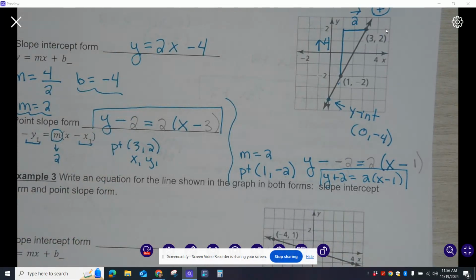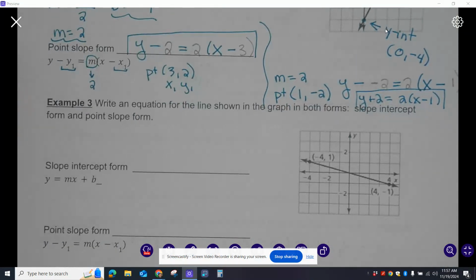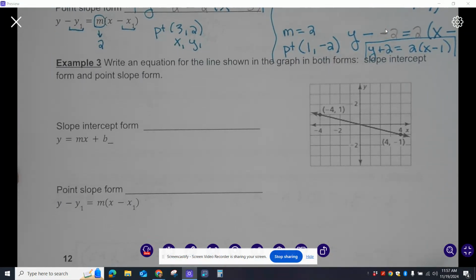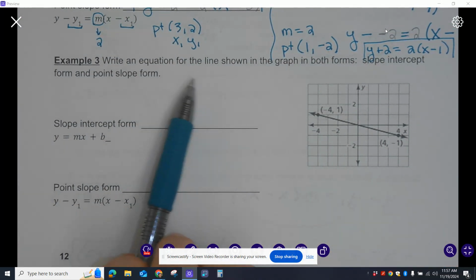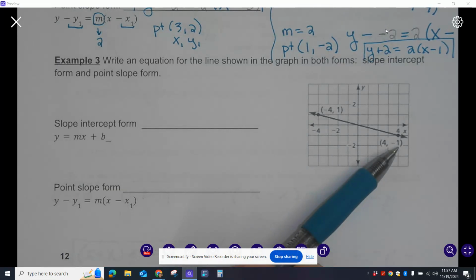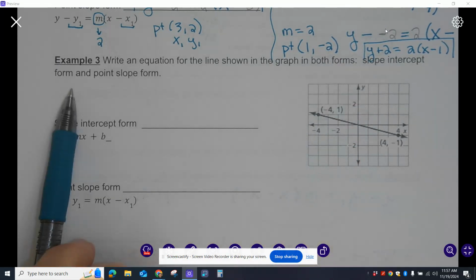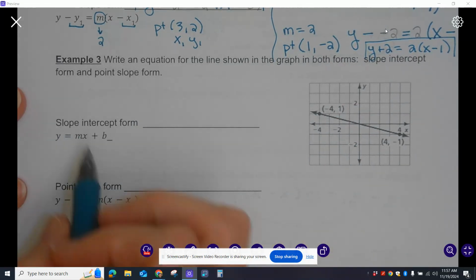And we might do that in another one. Maybe not. Maybe that's coming later. Let's do example 3, and then I think I will call it quits for this video. Example 3 is the same thing. Write an equation for the line shown in both forms, slope-intercept form and point-slope form.